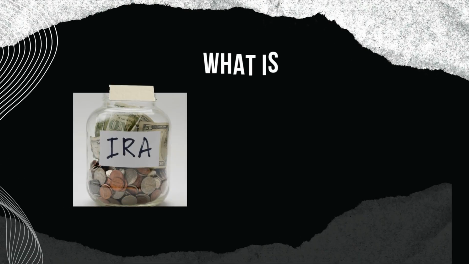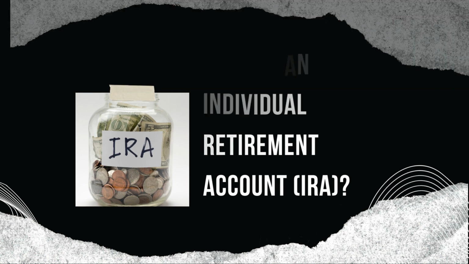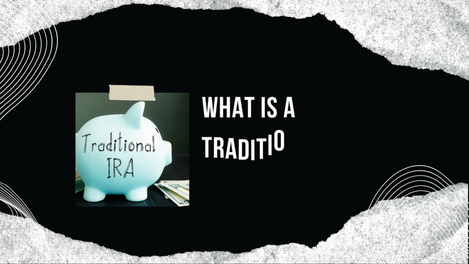An IRA, or individual retirement account, is a type of retirement savings account that individuals can open and manage on their own. The main advantage of an IRA is that it allows individuals to save for retirement on a tax-advantaged basis. There are two main types of IRAs, traditional IRAs and Roth IRAs. In a traditional IRA, contributions are made on a tax-deferred basis, which means that the contributions are deducted from the taxable income in the year that they are made, and the earnings in the account grow tax-deferred until the money is withdrawn in retirement. At that time, the withdrawals are taxed as ordinary income.